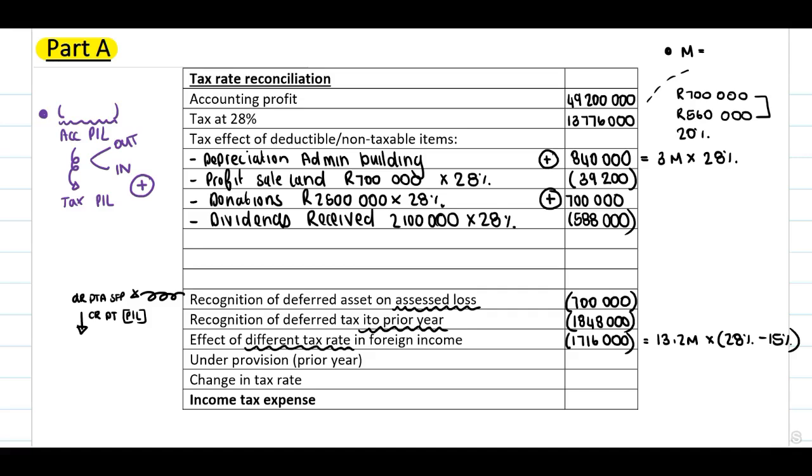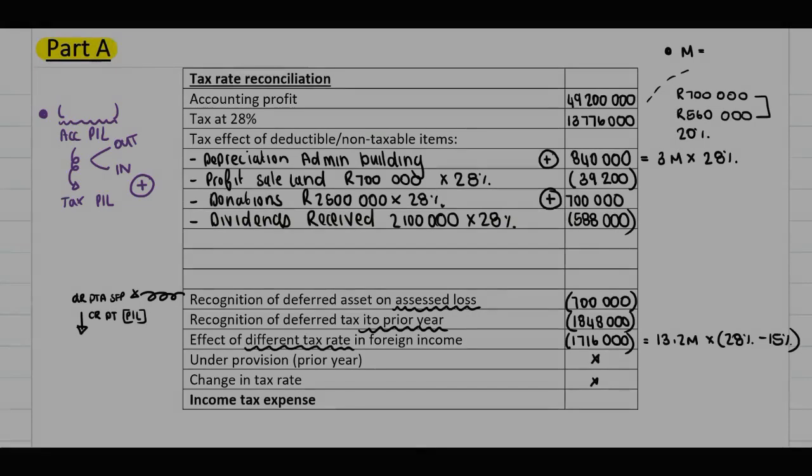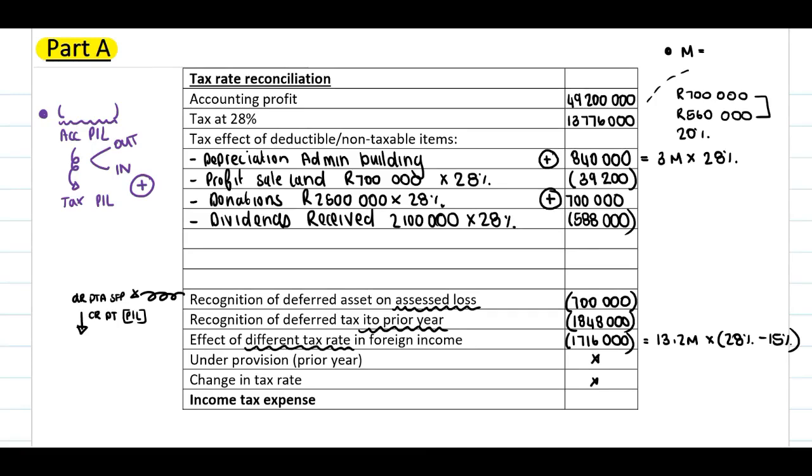Now, work through your guideline. Under or over provisions, not applicable. Change in tax rates, not applicable. We can therefore conclude on our income tax expense amount 10424,800. Now, important, and please don't forget about this, we need to include a brief description of our reconciling items.